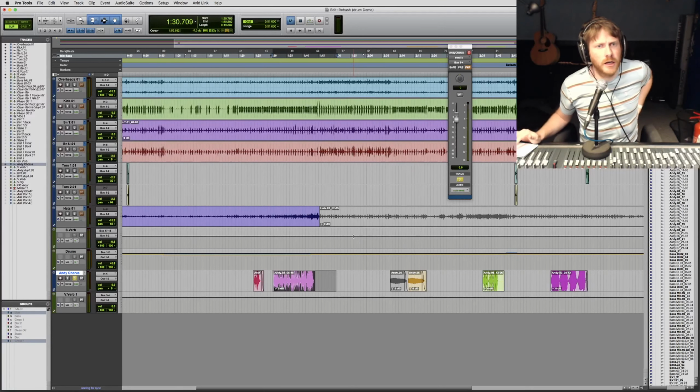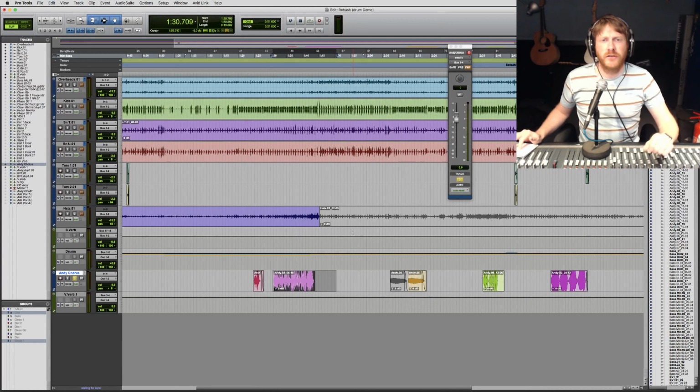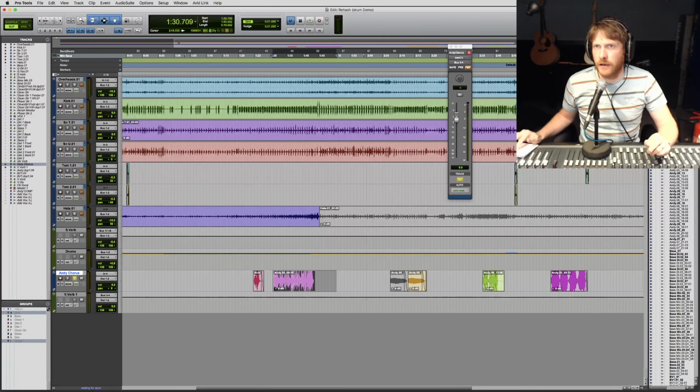So that covered reverbs and the different controls you should find, and hopefully some understanding of what they did.